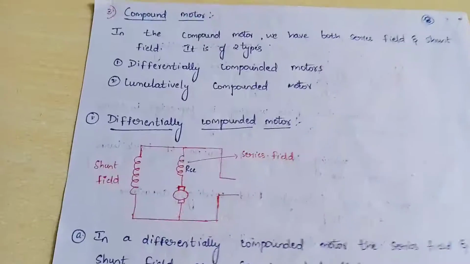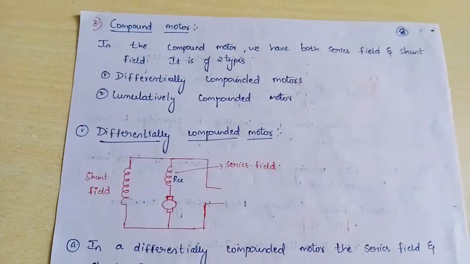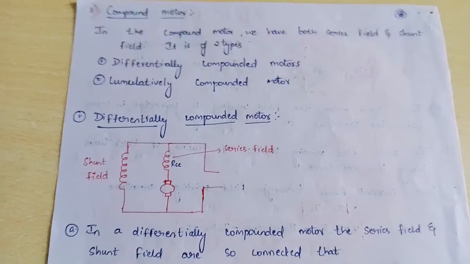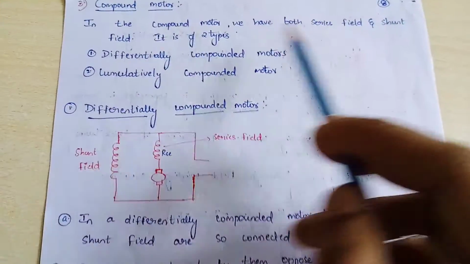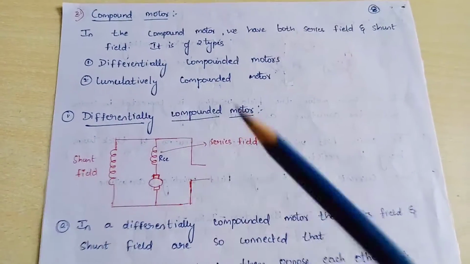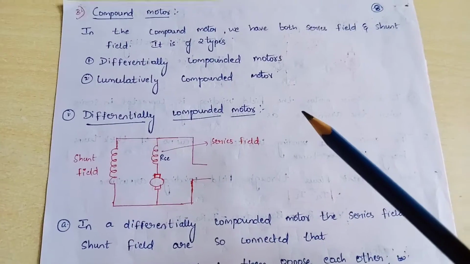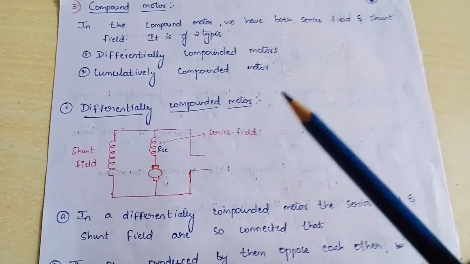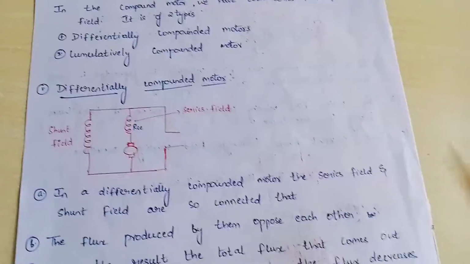Let us go for the compound motor. In the compound motor, we have both a series field as well as a shunt field. That is why it is called a compound motor. So compound motors can be classified into differential compound motors and cumulatively compound motors.